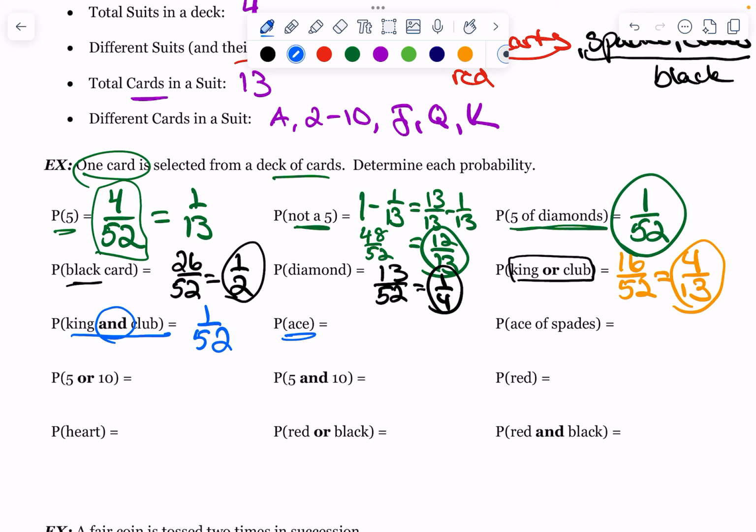The probability of an ace, we have 4 aces out of the 52, so this simplifies to 1/13. As you can notice, there's a lot of the same simplified fractions on here depending on what we're talking about. Ace of spades, again, there's only one ace of spades, so that is the 1 out of the 52.